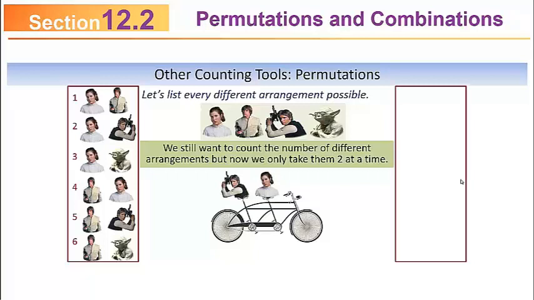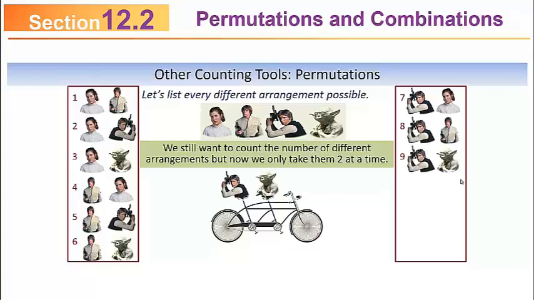And I'll start on the left and let Leia be on the front seat. That's a 7th arrangement. Keeping Han on the back seat, now I can put Luke on the front seat. That's an 8th arrangement. Leaving Han on the back seat, I can put Yoda on the front seat. That's a 9th arrangement. Now there's nothing else I can do and still leave Han on the back seat.